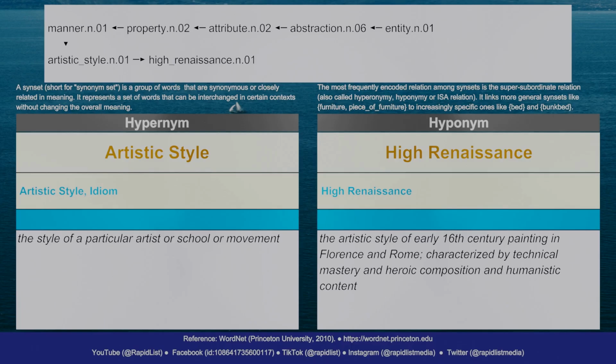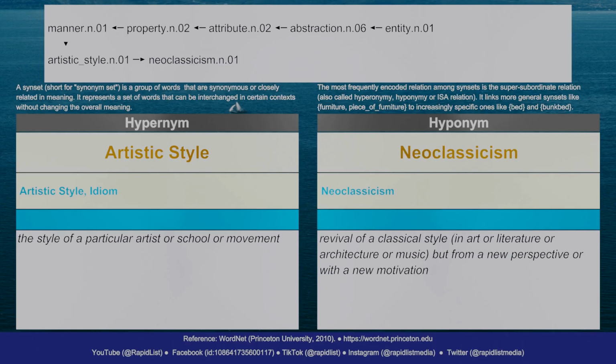High Renaissance. The artistic style of early 16th century painting in Florence and Rome, characterized by technical mastery and heroic composition and humanistic content. Neoclassicism. Revival of a classical style, in art or literature or architecture or music, but from a new perspective or with a new motivation.